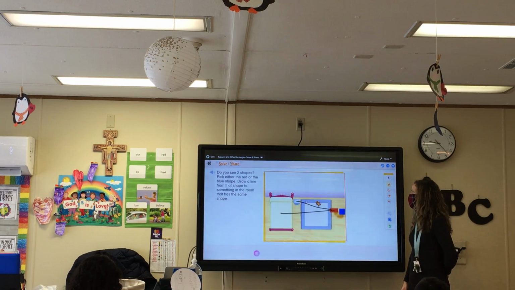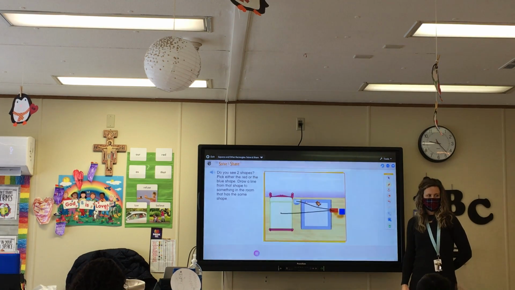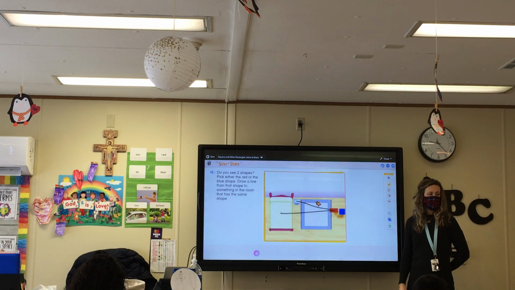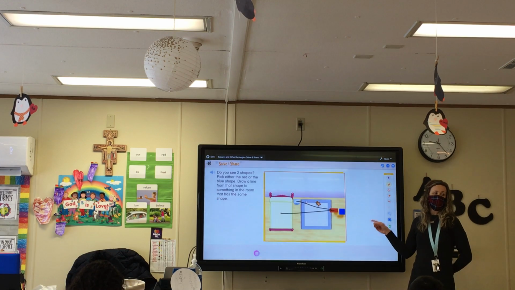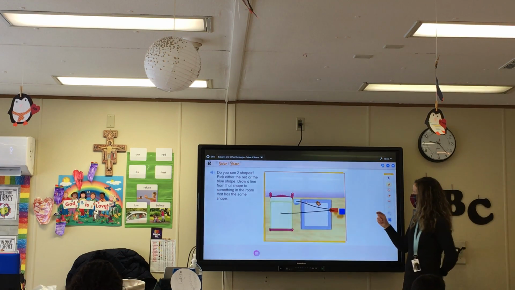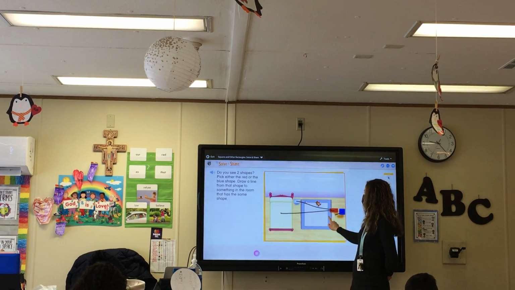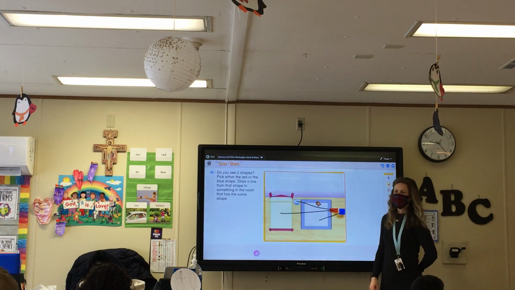Okay. All right, so what is our blue shape called, though, Riley? A square. What in that room, Riley, looks like a square? The carpet. Okay, so let's draw a line from the blue square to the carpet.